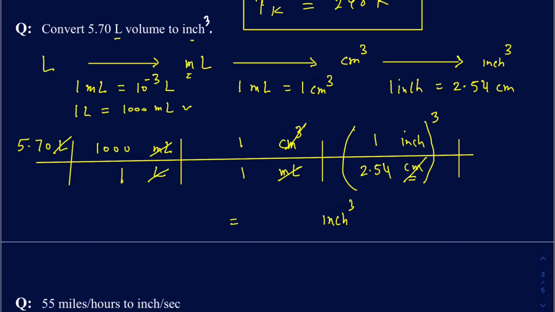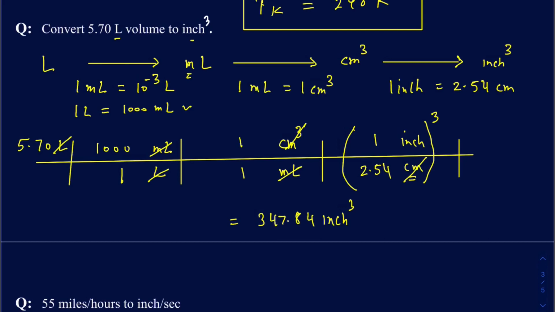Then all you really have to do is your math here. So we have 5.70 times 1,000, and then divide that by 2.54 cubed. Don't forget to cube that. So it's going to be 347.84. That's what the calculator gives you.